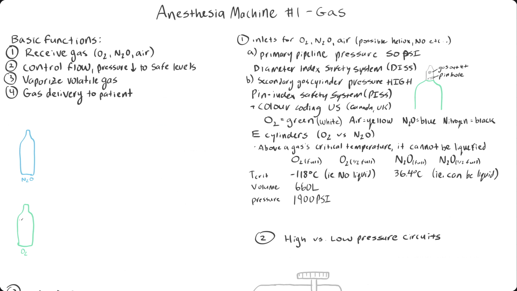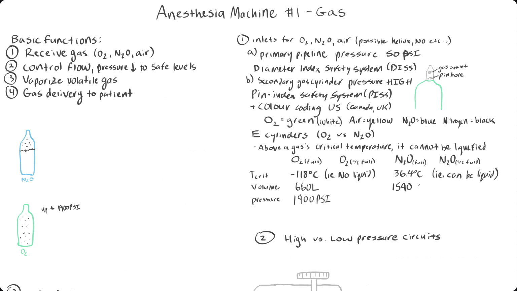Here is an oxygen tank, and it will only have oxygen in gas form in it, so no liquid in this tank. This full tank is going to be up to 1900 psi with 660 liters in it. Compare that to a nitrous tank, which will have a gas form above the liquid component of the tank. So its volume capacity is much higher than an oxygen tank.